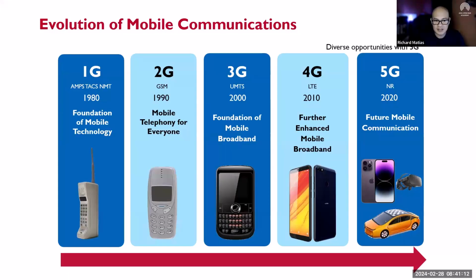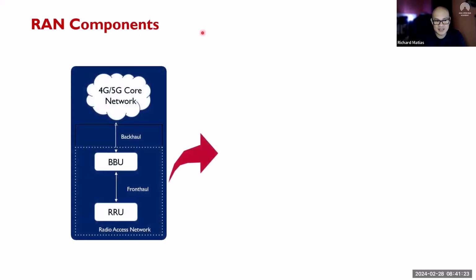Now let's check what the different parts of a radio access network are. So let's go to the RAN anatomy 101. This is the typical architecture. You have the core network, you have the radio access network, and then you have the user terminals. I'll just add a user terminal here, connected wirelessly.